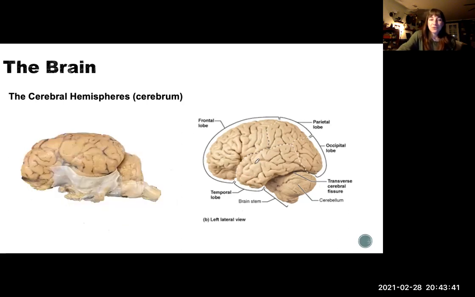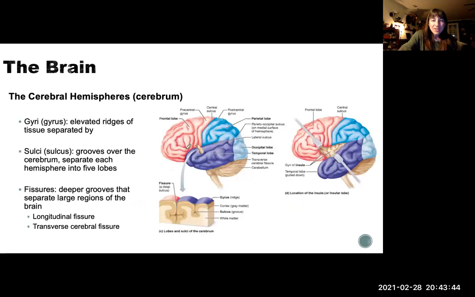We have special names for these infolds. They are gyri and sulci, okay? So the gyri, singular gyrus, a gyrus is the part of the fold that is convex to the brain, okay, that sticks out. The fold itself, or the groove, is called a sulcus, okay? So your gyri and your sulci are what make the folds of the brain.